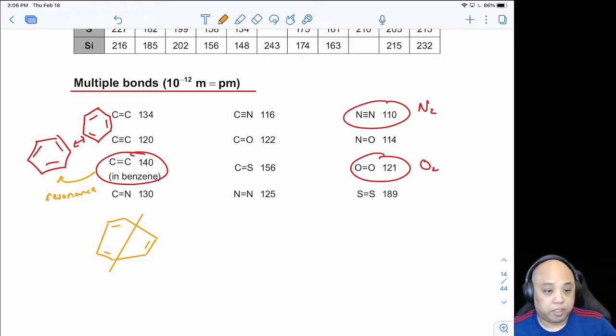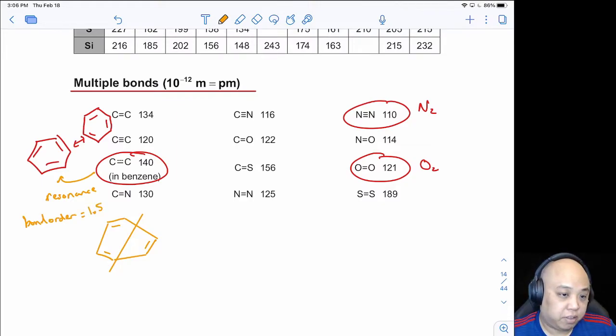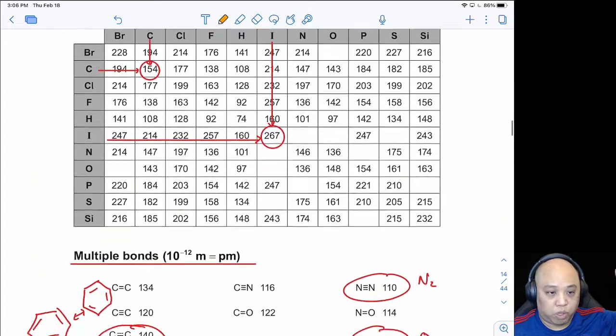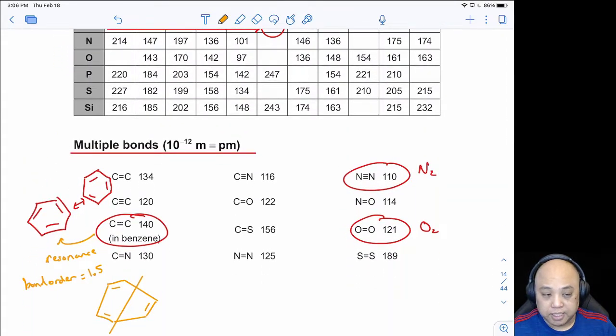So that's a good point. And this has a bond order of 1.5, meaning it's about 1.5 of a bond's value here, which tells you the bond length should be in between a double bond, which is 134, and a single bond, which is 154, which 140 is. It's not dead in the middle, but it's somewhere in between.